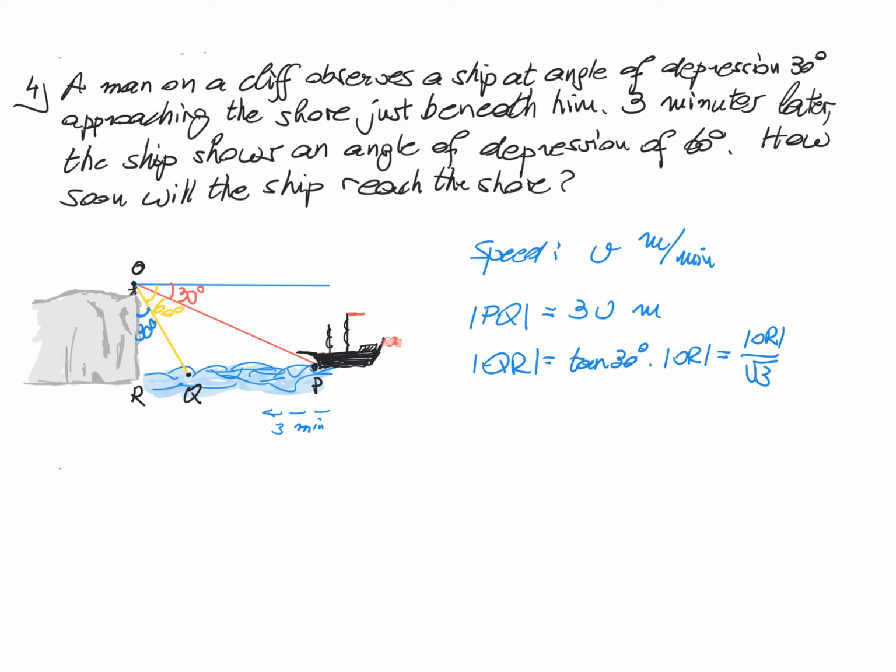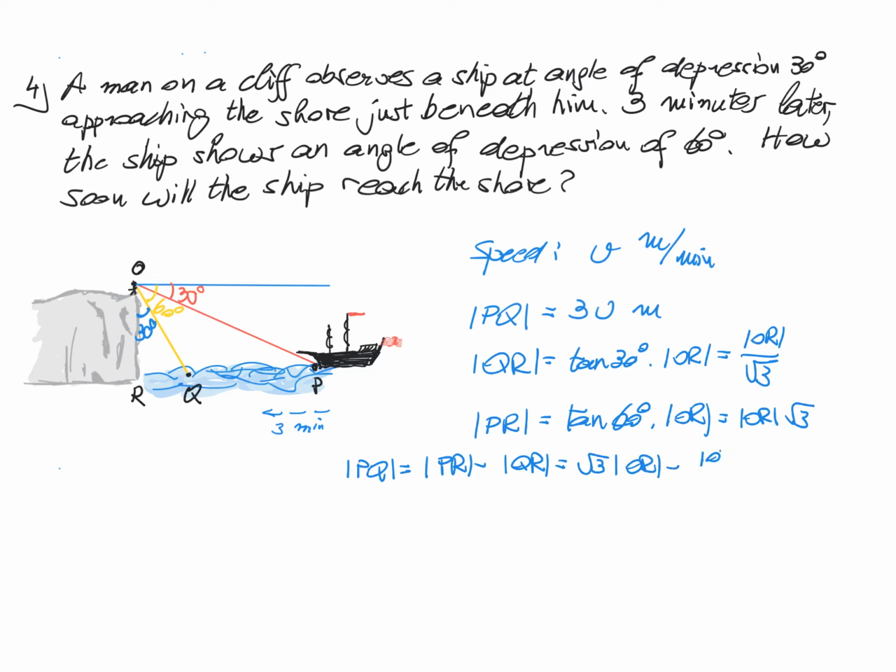If we look at a large triangle ORP, we can make a similar remark. Then the distance PR is the tangent of 60 degrees times the height OR. You can verify yourself that the angle is 60 degrees. So this is OR times square root of 3. We then also know that the distance PQ is the distance PR minus the distance QR. So it is the square root of 3 times OR minus OR divided by the root of 3, which is OR times (3 minus 1) over root 3.